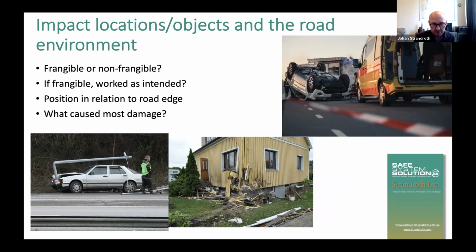Now, sometimes it's pretty straightforward, like if someone smashes into a house at high speed, you understand pretty quick what happened. If it's a frangible pole and someone died anyway, you definitely want to understand a bit more, and why wasn't it prevented, etc. Also, if it's a multiple impact, maybe it touched something and then smashed into something else. What's the first impact? What's the secondary impact? What impact caused the most damage? And you want to map that out and probably understand a bit more. Also position in relation to the road edge. How far away from the road edge was it? What's the speed, etc., etc.